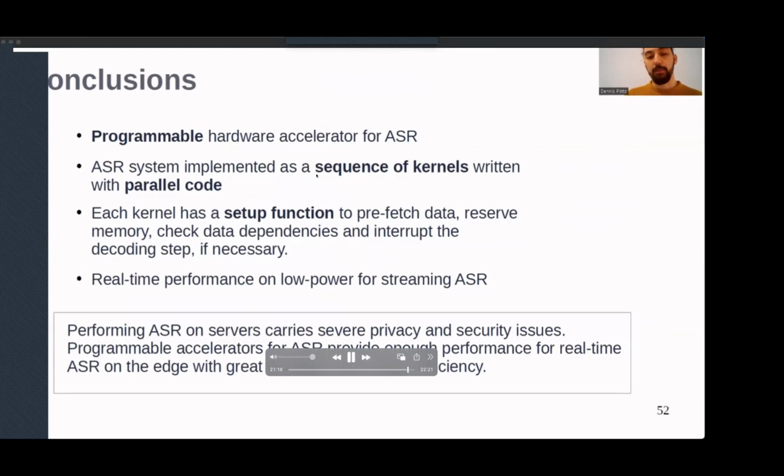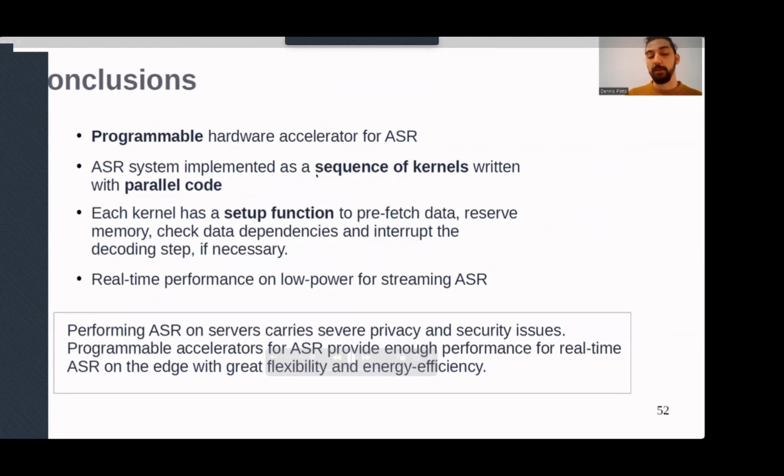In this work, we have proposed a low-power programmable accelerator to perform automatic speech recognition, a technology that is quickly getting into the mainstream. In this accelerator, the ASR system is implemented as a sequence of kernels written with parallel code. Additionally, each kernel has an associated set of functions to perform pre-kernel checks and operations. This computation model lets us easily implement a wide range of speech recognition systems and execute them meeting tight time constraints, while operating in low power.